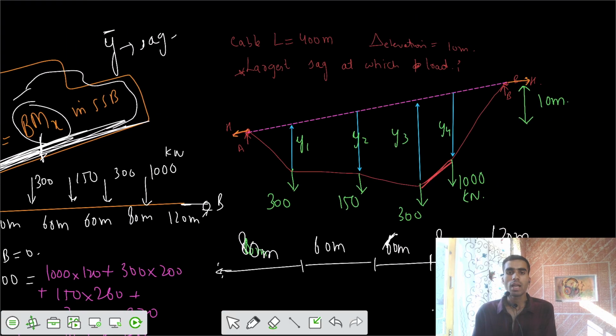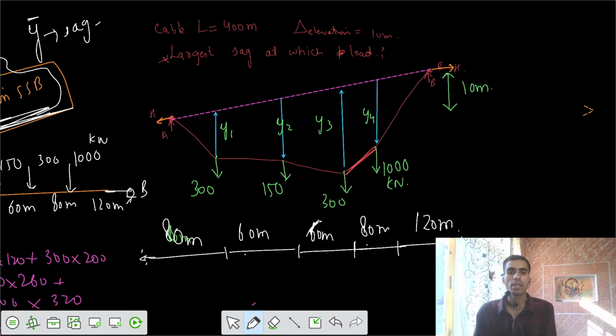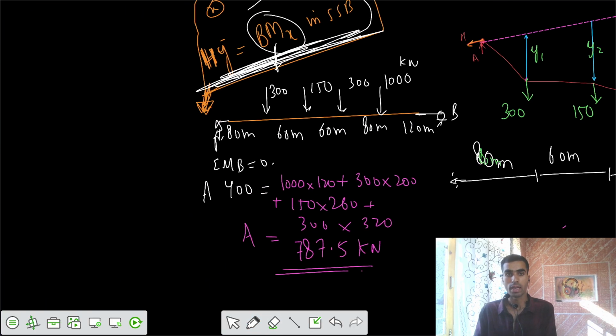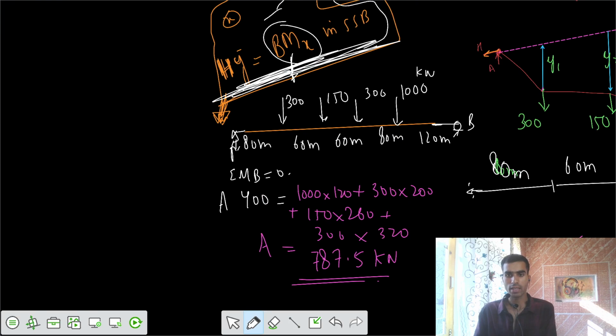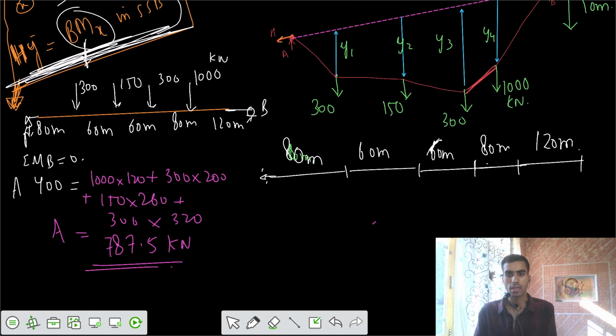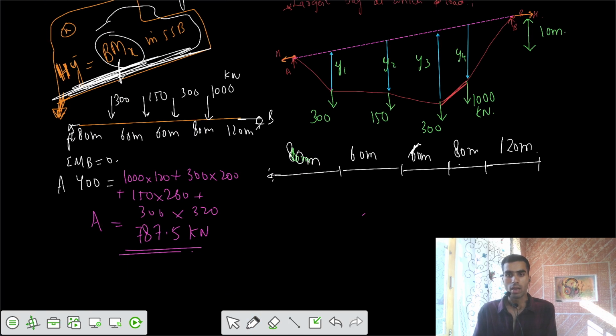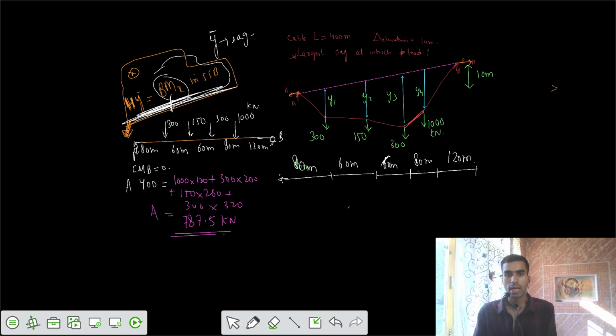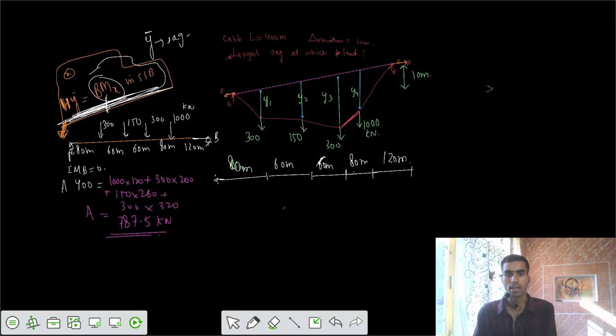I need one thing: if I cut any section along the cable, I know that the bending moment at any x is equal to 0, and based on that concept, I can get the value of y. So let's take the first case. Let's cut the first section, where the ordinate of sag is y1. So let's write that first equation.